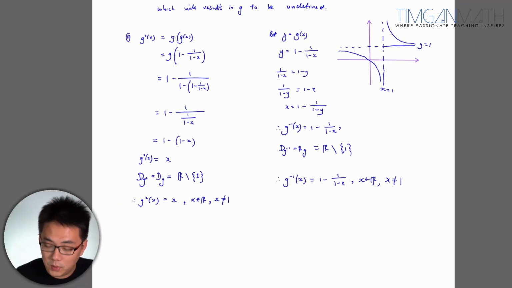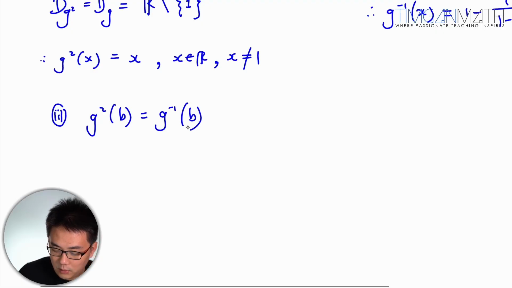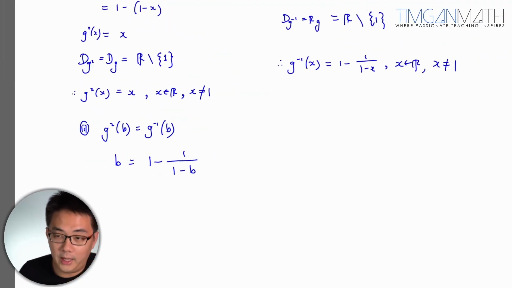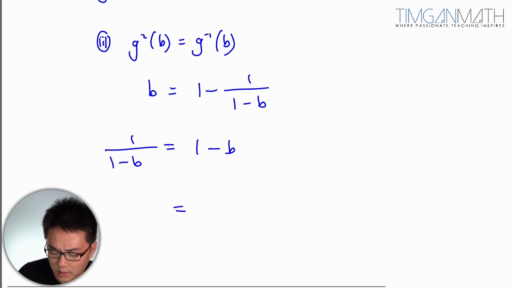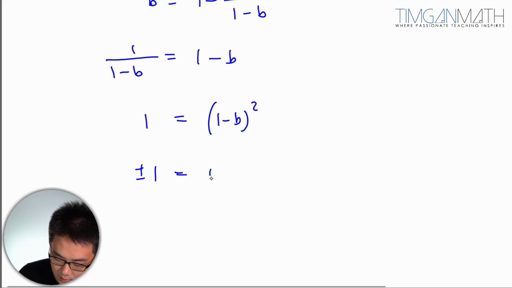The next part is the last part, part 3, which is to find g squared of b equal to g inverse of b. So we're just going to equate both of our expressions there. g squared of b will just be b, g inverse of b will just be 1 minus b. Alright, we try and equate them and see. This could be rearranged, and 1 minus b multiplied out will be this, and essentially this will be plus minus 1 equals 1 minus b, so b equals 1 plus minus 1, meaning to say 0 or 2.